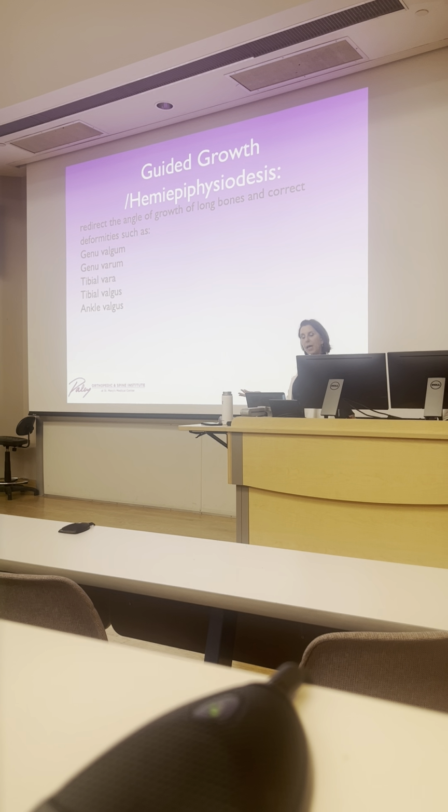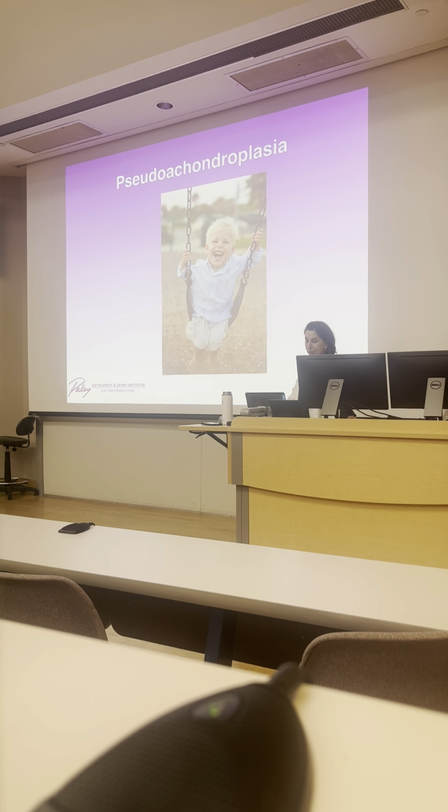So, what types of deformity can you correct with that? You can correct deformity in the long bones, such as genu valgum, genu varum, tibia vera, tibia valgus, ankle valgus. Now they're even doing some tethering of the spine in kids with scoliosis to tether the growth of the spine when you're having some deformity within it. That's pretty cool.